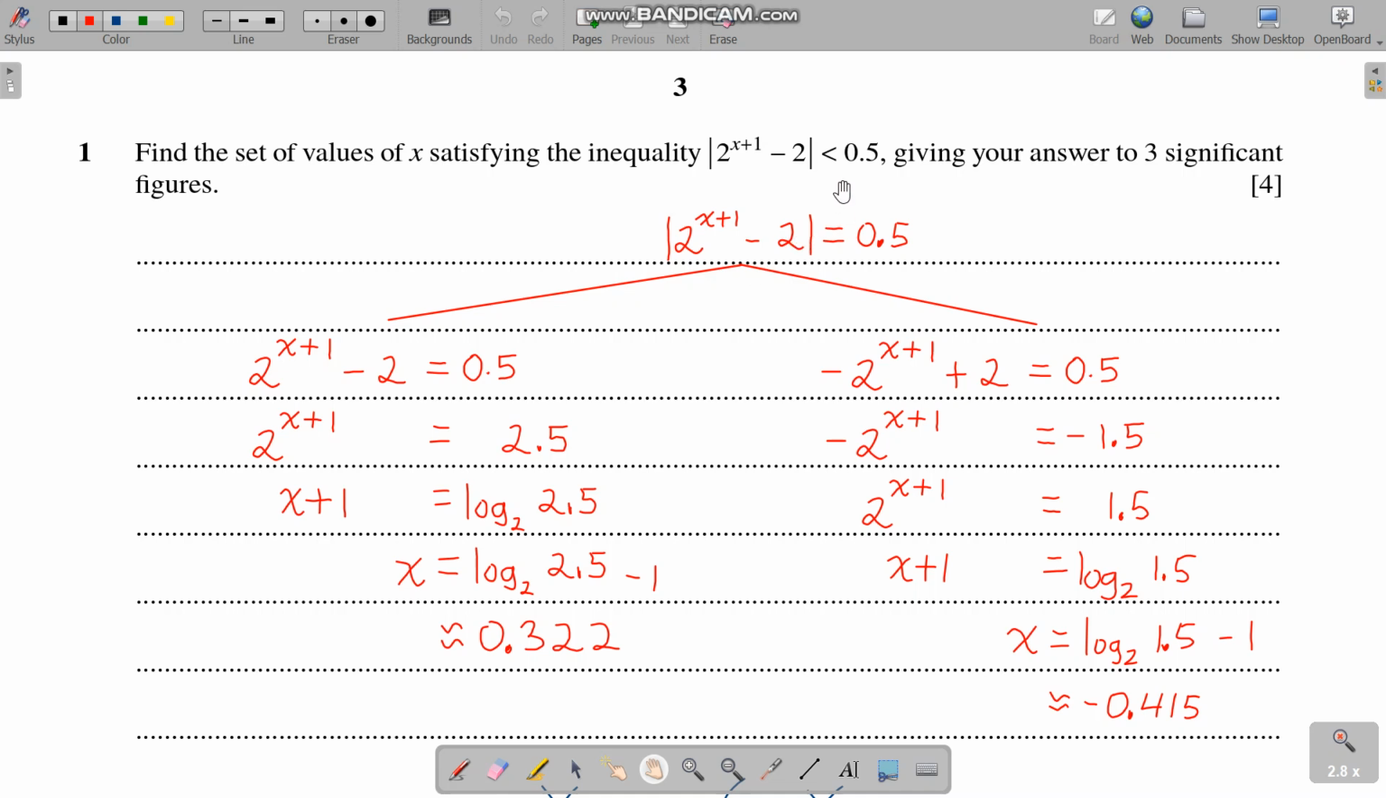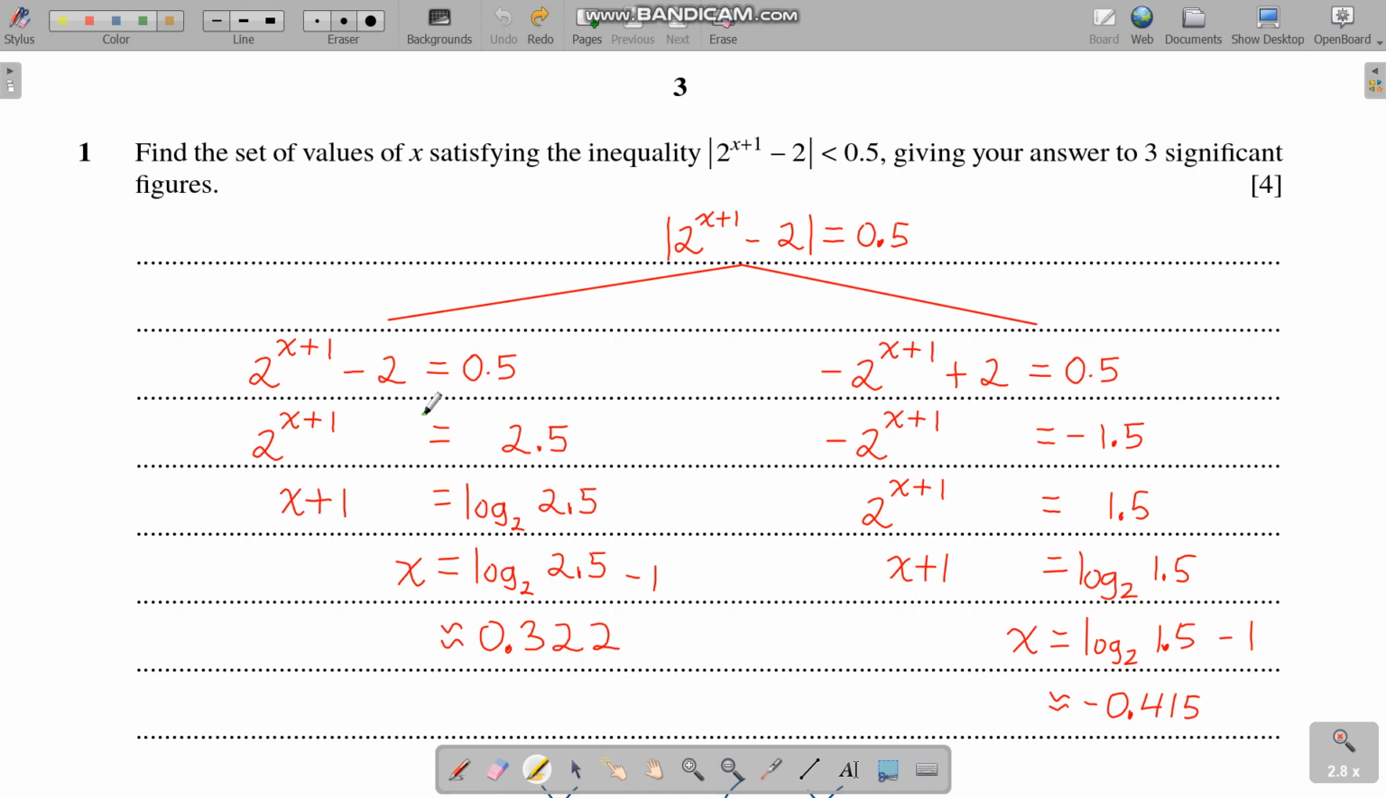We do that by treating the inequality as an equation, so we use an equal sign here. Now modulus means plus minus, so the left hand side can be positive 2 to the x plus 1 minus 2, or negative 2 to the x plus 1 minus 2.